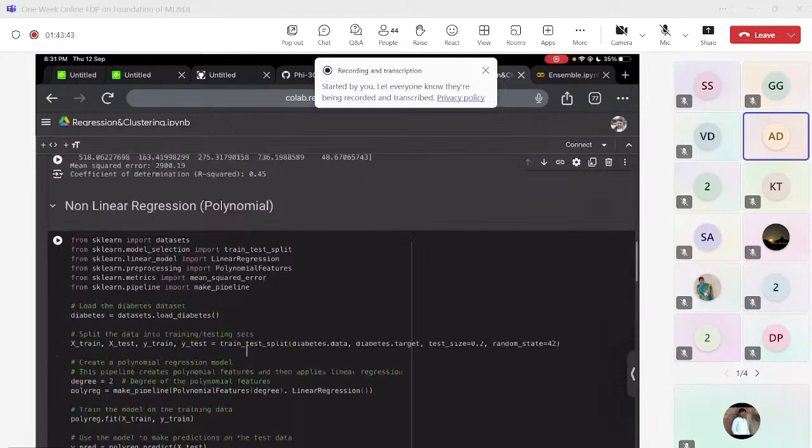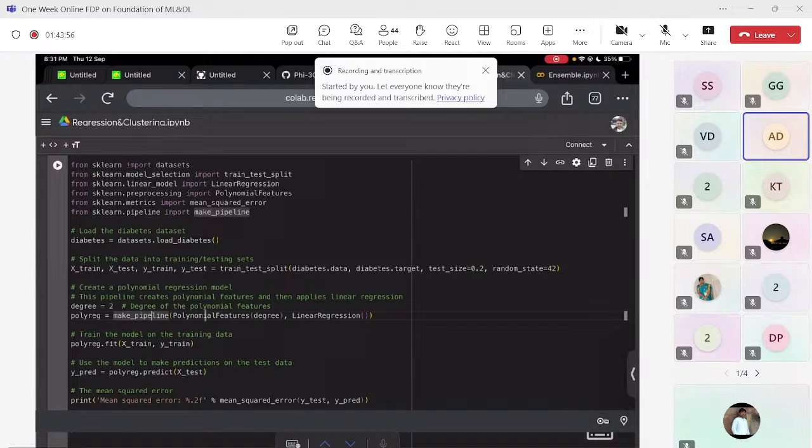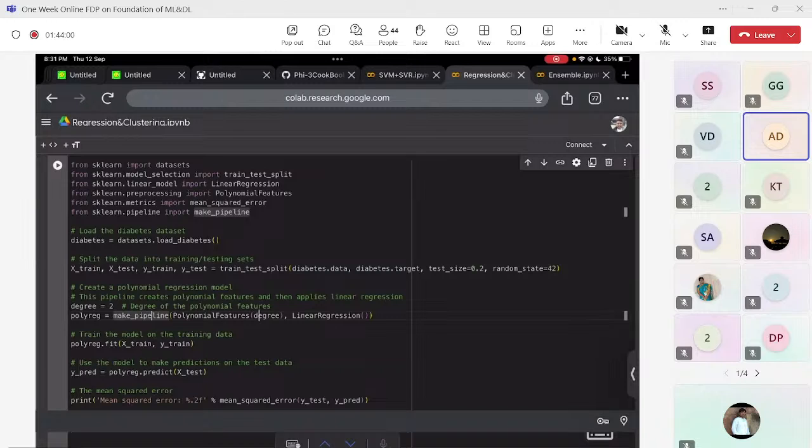Now let's look at non-linear regression. Most of it remains the same. The only difference is you'll have to first convert your features into a polynomial degree. That can be done using make pipeline. In make pipeline, you convert your features into polynomial features which have degree 2. So previously x1 will now become x1 square, x2 will become x2 square. A bunch of those things happen, and then you apply your simple linear regression on this transformed space.